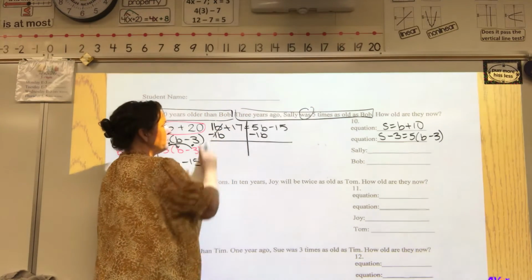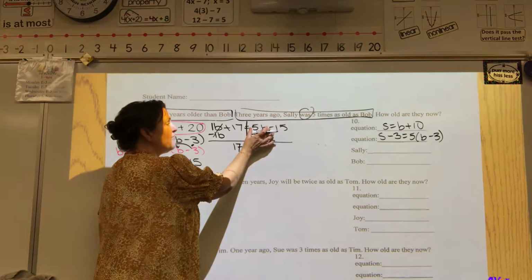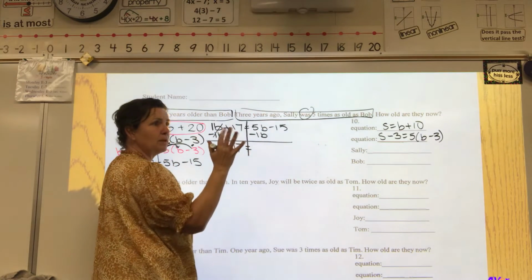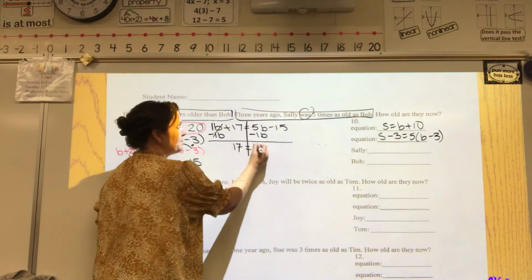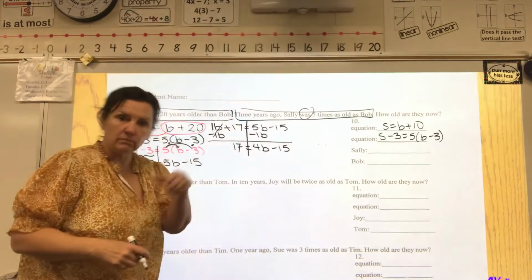These cancel, bloop. I have 17, let's drop that sucker down. I have 5 Bobs, 1 Bob no longer is there. So if you have 5 of something and you take 1 away, you're left with 4 Bs. Beautiful. Cool. Looking a little better, right?